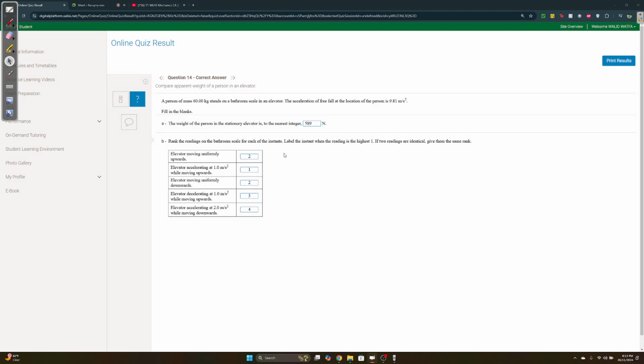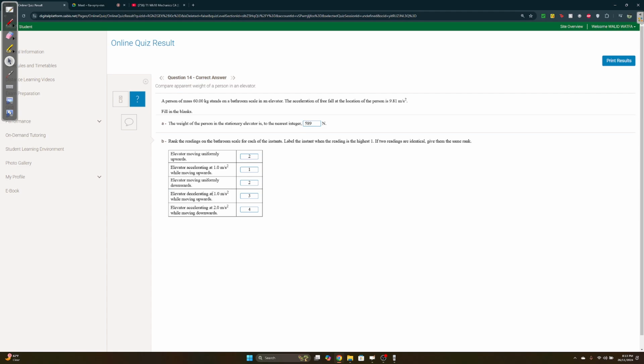Okay, rank the readings on the bathroom scale for the instances labeled. The highest reading is 1. If two readings are identical, give them the same mark. Okay, when is it the highest? Obviously, if you're accelerating upwards, it's going to be the highest because there's going to be more weight pushing it down, right? So this is the highest. Then it's going to be weaker than that when it's moving uniformly upwards.